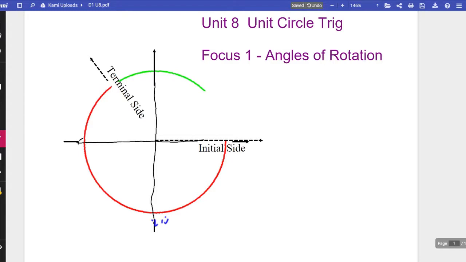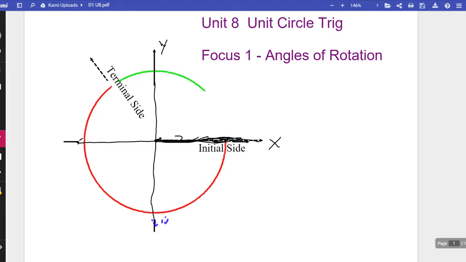This is just like a regular graph. This is your x-axis, this is your y-axis, regular coordinate plane, and we can make what's called an angle of rotation. We always start on the positive x-axis right here. It's called the initial side, and then how many degrees our angle of rotation is basically how far we have to go. Wherever we stop, that's going to be our terminal side. The angle that's created by these two sides is your angle of rotation.